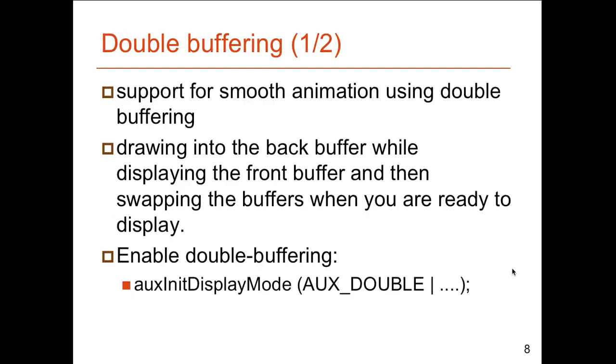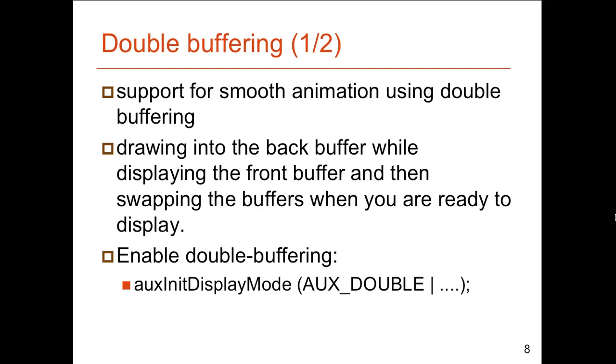So double buffering is another concept, supports smooth animation using two buffers instead of one. So draw into the back buffer while displaying the front buffer, and then swap the buffers when you're ready to display it. So that's what I said, basically bringing it up, loading it, getting it ready, and then when the animation occurs, it's there. So the double buffer allows you to store more than you currently need, so you can jump ahead faster in terms of the image rotation, in terms of the animation.